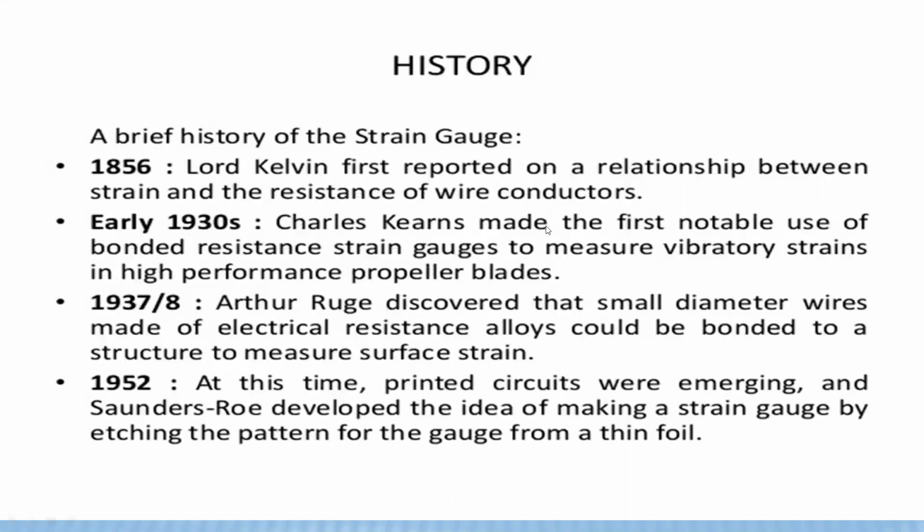And next one, what is the history of strain? A brief history of the strain gauge. In 1856, Lord Kelvin first reported on a relationship between strain and the resistance of wire conductors. He performed an experiment on the relation between strain and resistance, applying different forces on different objects. There is a relation between them.